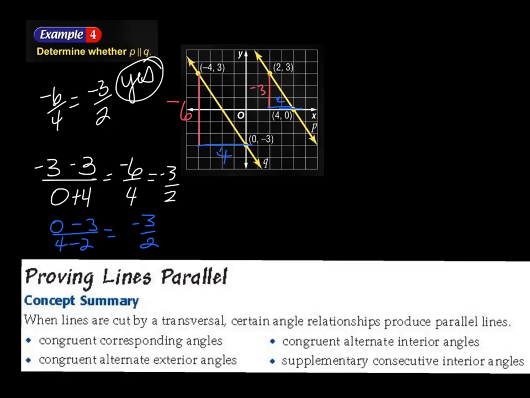When lines are cut by a transversal, certain angle relationships produce parallel lines: congruent corresponding angles, congruent alternate interior angles, congruent alternate exterior angles, or supplementary consecutive interior angles.